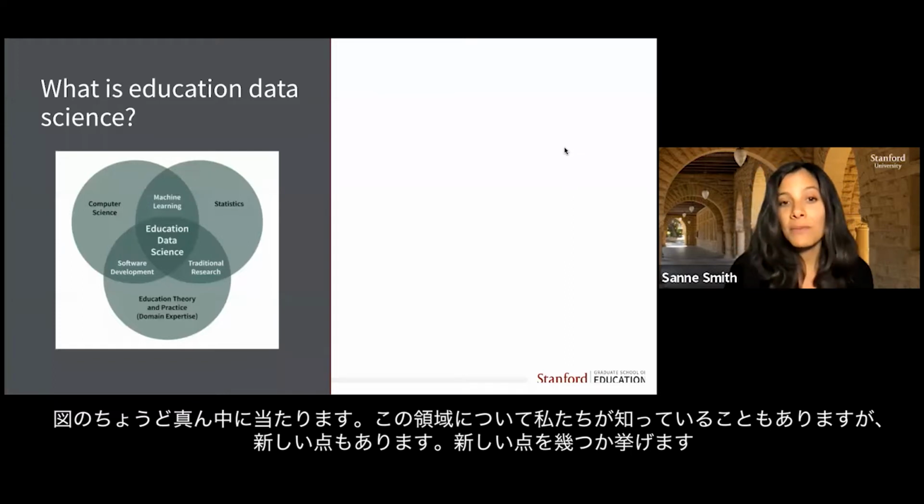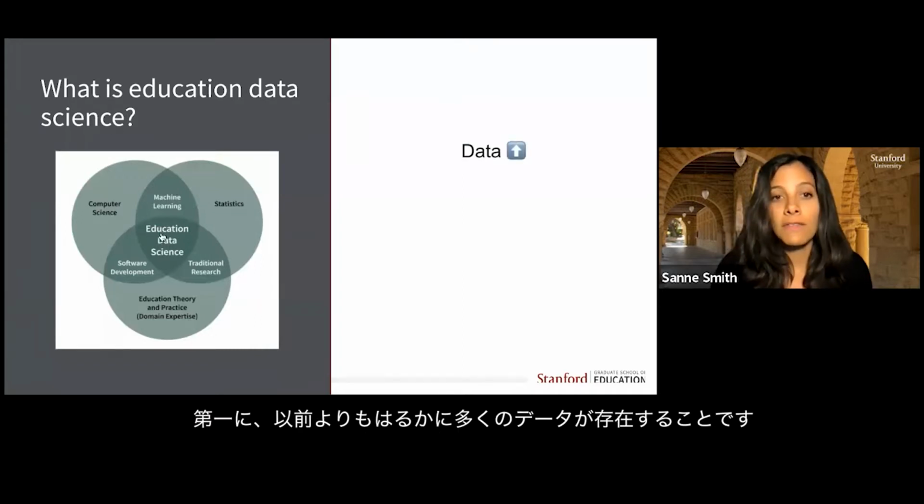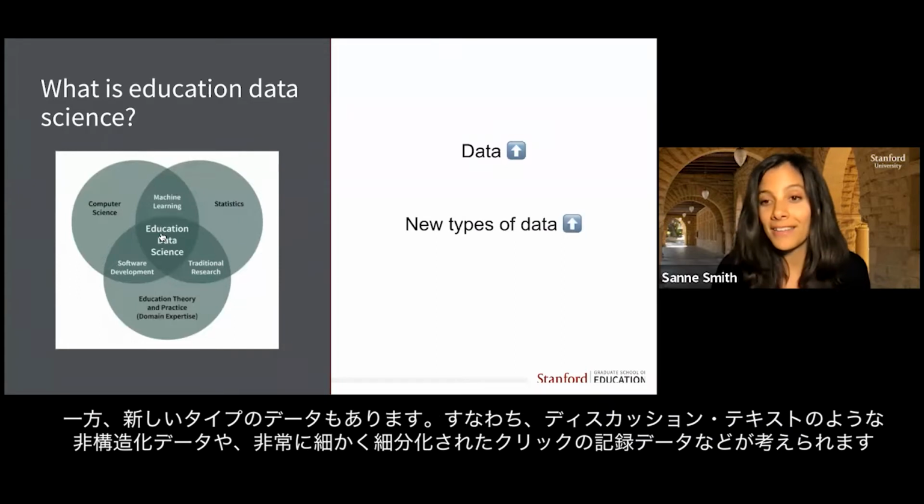So what are some things that we know about this space and that's new about this space? Well, there's a few things that are new. First of all, there is way more data than we had before. On the other hand, we also have new types of data. So think about unstructured data, such as text from discussion fora or clickstream data that is very granular, very fine-grained.